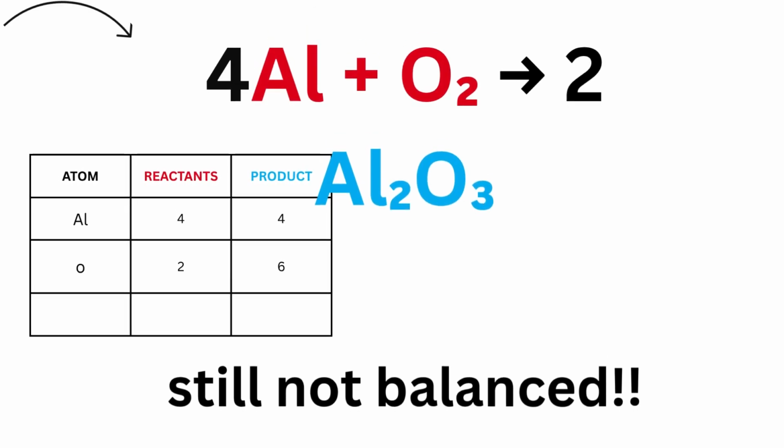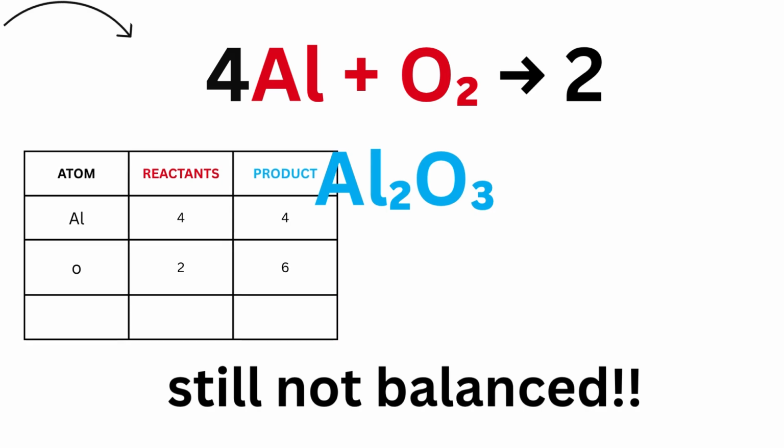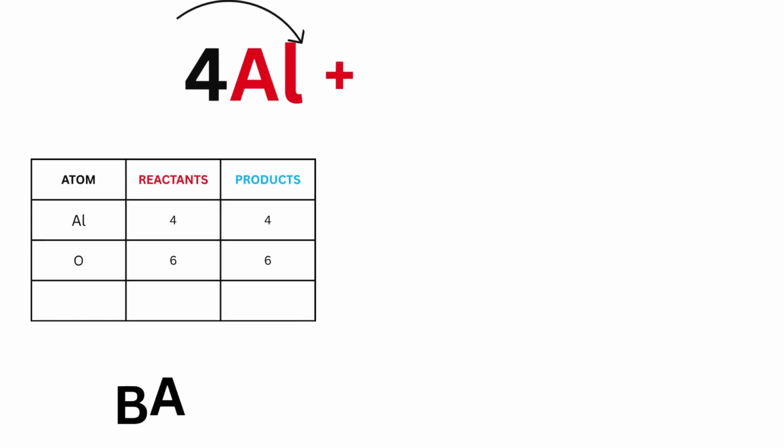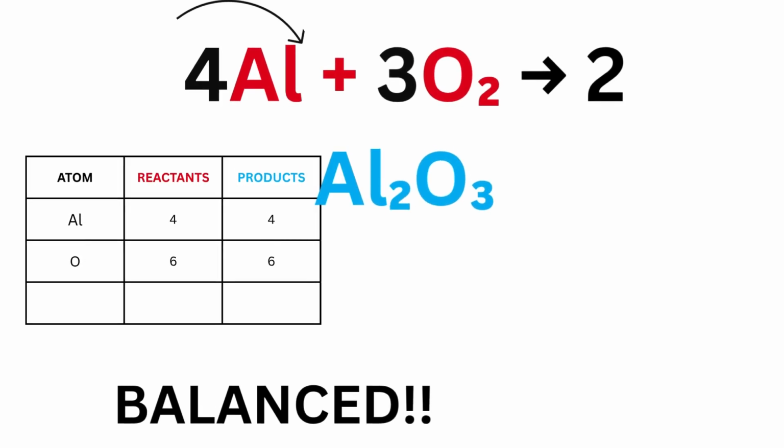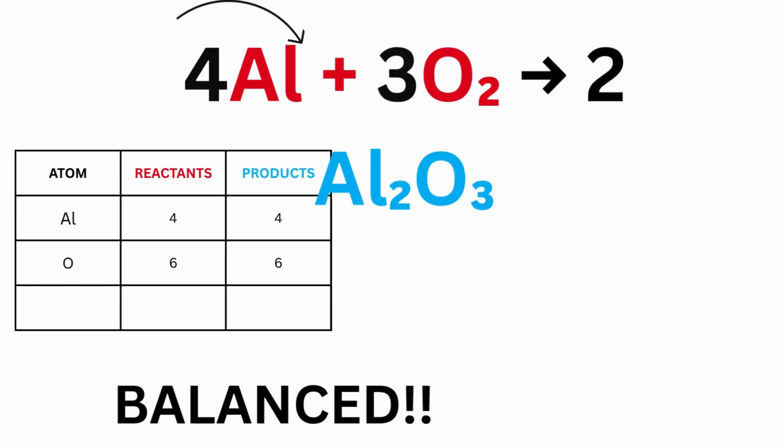However, our equation is still unbalanced. To mitigate this, using the trial and error method, we assign a coefficient of 4 to the aluminium atom on the left-hand side of the equation. This leaves us with aluminium balanced on both sides of the equation. To balance the oxygen, we assign a coefficient of 3 to the oxygen atoms, which in turn balances the oxygen on both sides of the equation. And just like that, our equation is balanced.